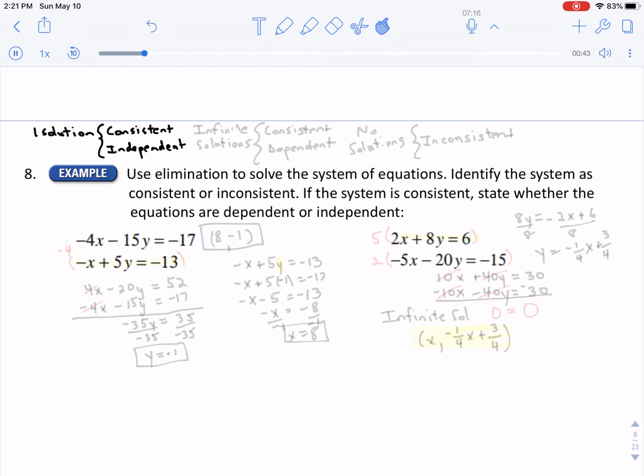All right, if you solve a system and it has infinite solutions, then it is consistent and dependent. And if you solve a system and it has no solutions, then it is inconsistent.